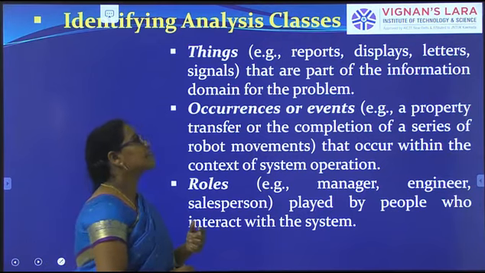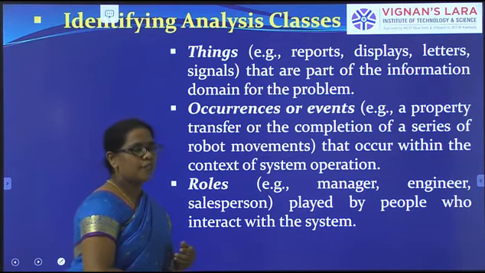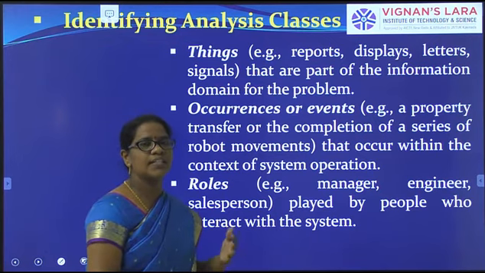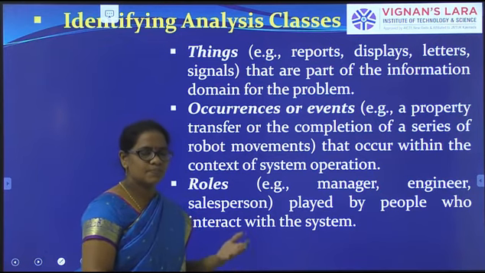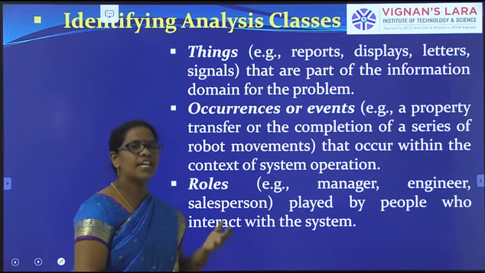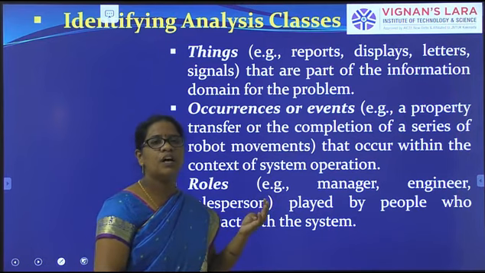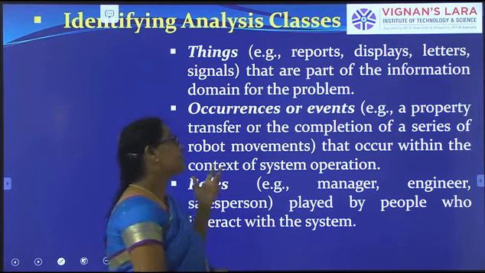And the next one is things. So what are the things? Those that are part of the information domain of the problem. For example, in the person or car, what are the things there? Car means the person has to drive the car. So what does he have? First he has to hold the key. Then he has to know how to drive. Okay, those are the things.